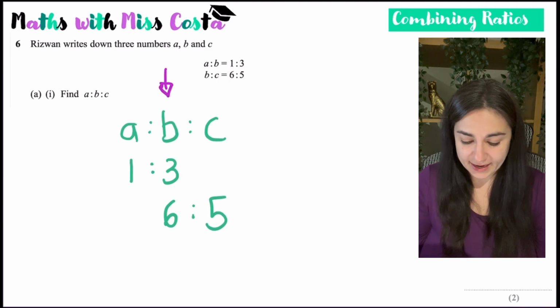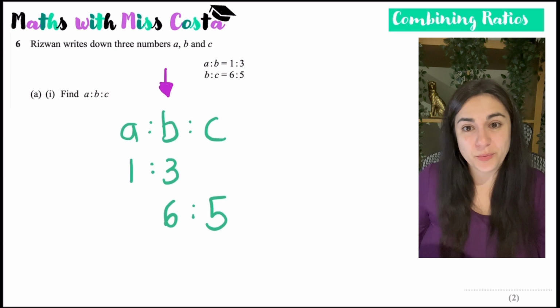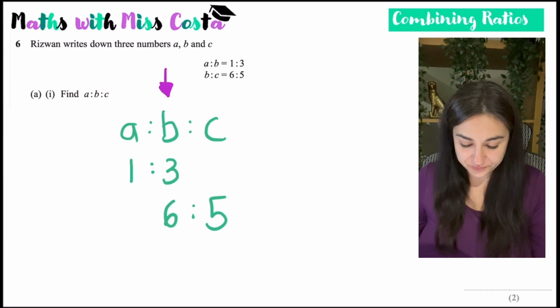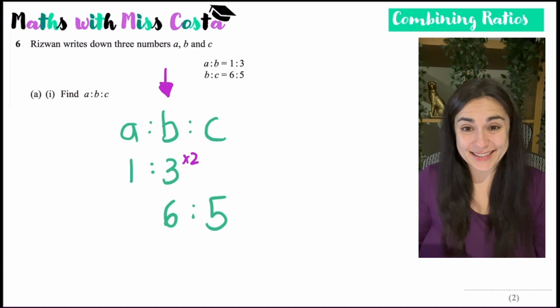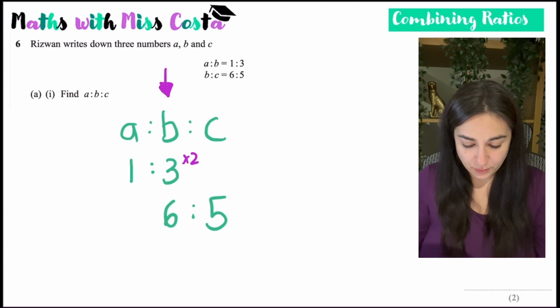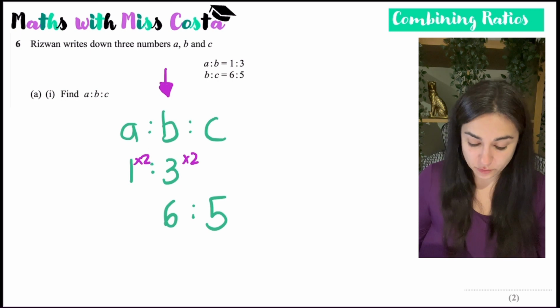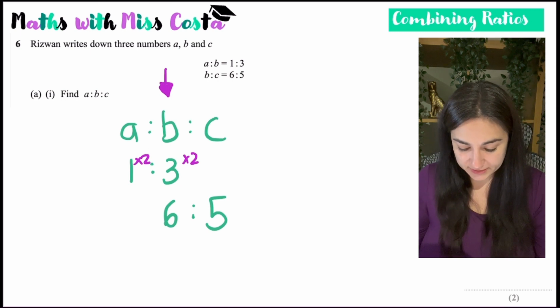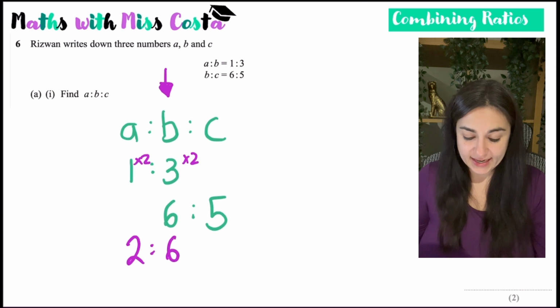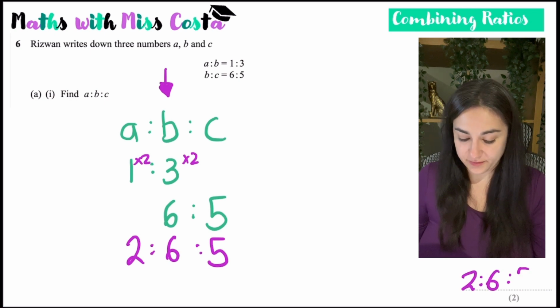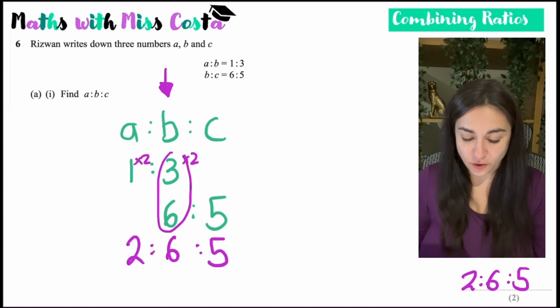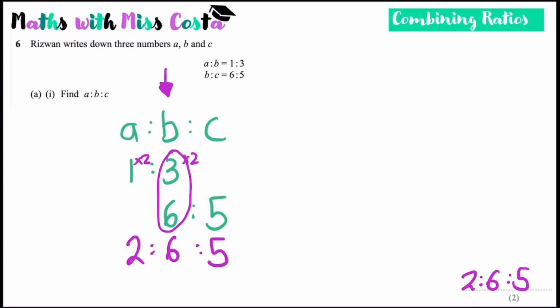Both ratios have B in common. So what you want to do is make your ratios equivalent. So if I multiplied this by 2, that would turn my ratio into 6, which is equivalent to the other ratio. Now, whatever you do to one part of the ratio to keep it in the same proportion, you do to the other part. So 1 times 2 is 2, 3 times 2 is 6, and now that they're equivalent, I can write them as one big ratio. So that would be 2 to 6 to 5. Okay, so the key is finding what's in common and making them equivalent.